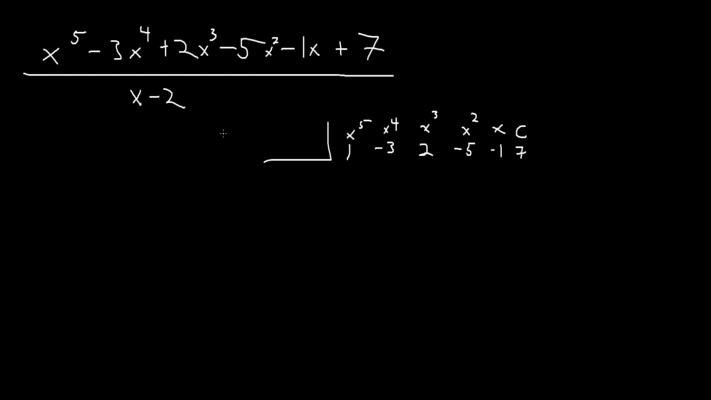We're dividing by x minus 2, so the opposite of -2 would be +2. Okay, let's see how this one fares. We should be getting x to the 4th, and I'm not going to fill in the rest because you'll see the fast way we do it.